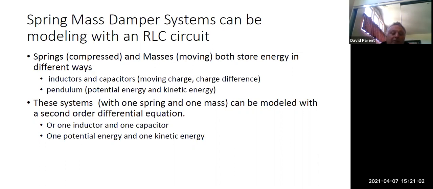A pendulum actually has two kinds of energy, right? It has potential energy and kinetic energy, right? Other energy storage devices are a spinning flywheel, right? Get that mass spinning up and you can store energy, right? So these systems, right, with one spring and one mass, they have two different ways of storing energy. And so that means you can model it with a second order differential equation. And it'll be one inductor and one capacitor, right? And you could think of it as one potential and one kinetic energy, right?